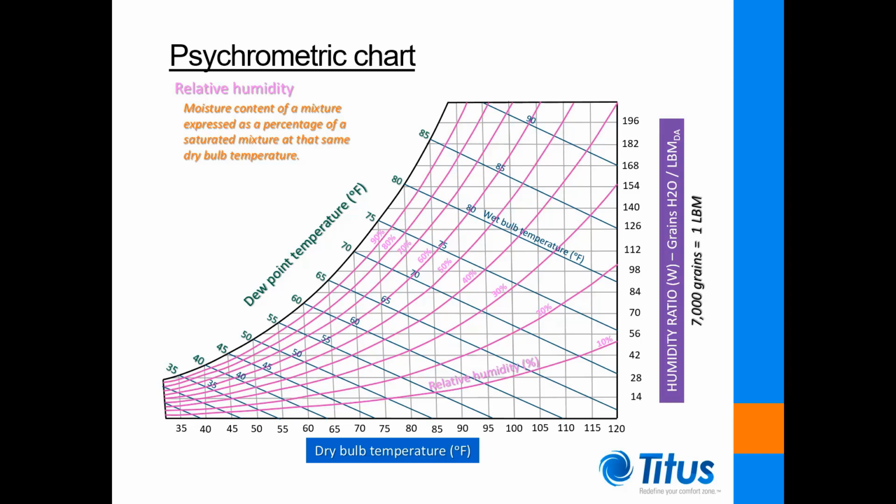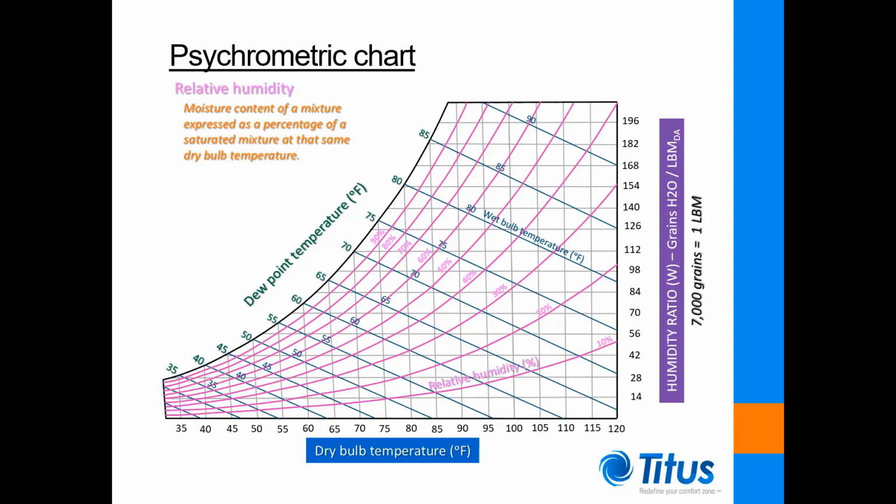The relative humidity of the mixture changes upon a change in the mixture's dry bulb temperature, even though its humidity ratio or absolute moisture content may not change. This is because the mixture's capacity to retain water increases with its dry bulb temperature.